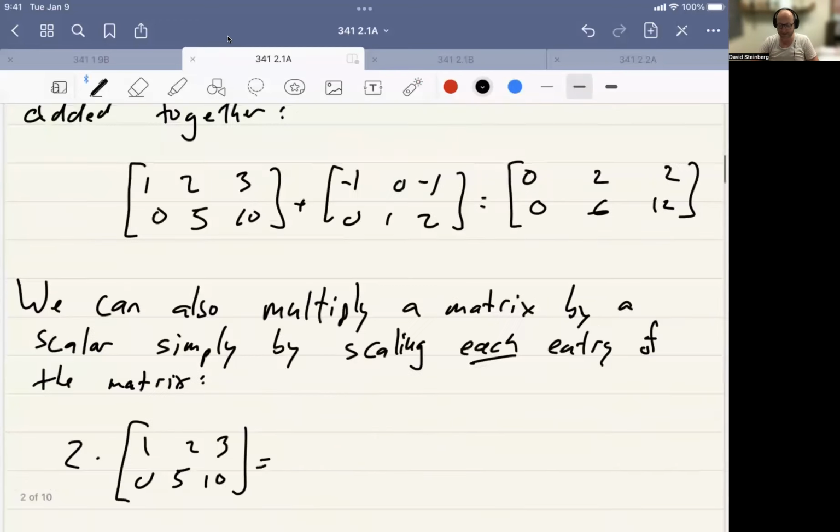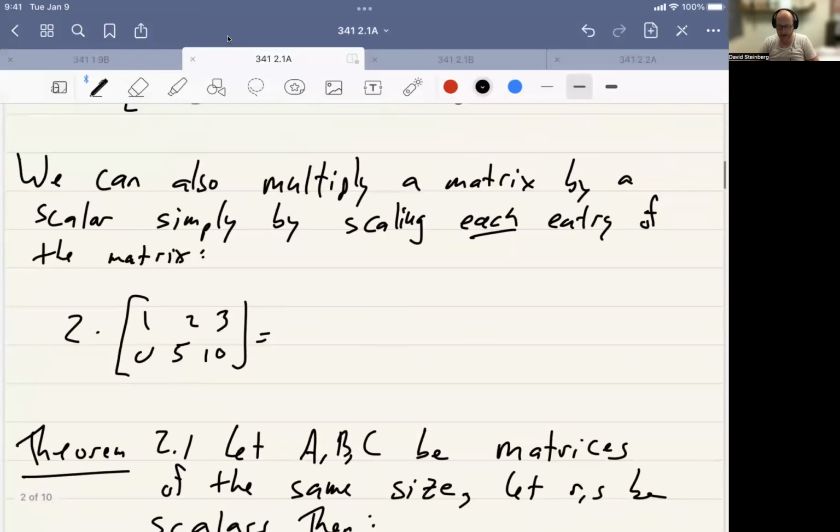And similarly for scalar multiplication, if we want to double a matrix, we should just add it to itself. And so we should double all the entries. So this becomes 2, 4, 6, 0, 10, 20.